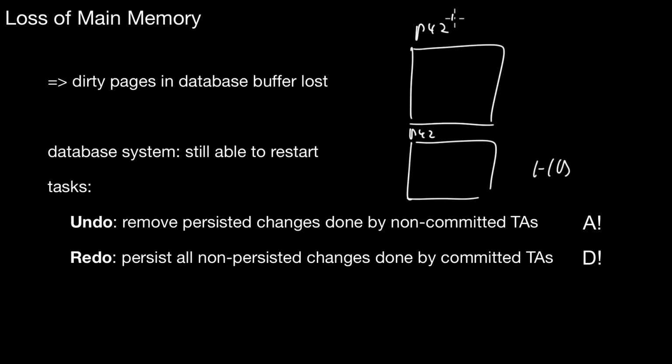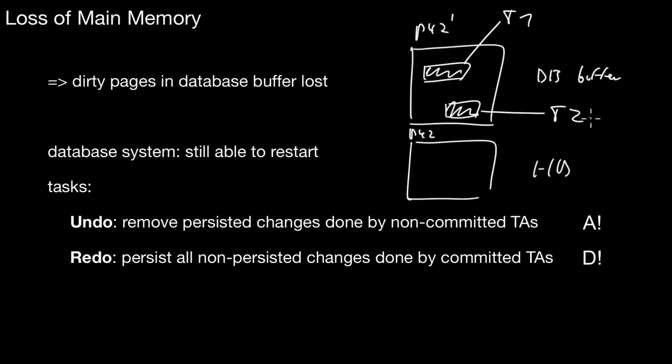Page 42 prime is a newer version in the database buffer. And that is why we call it a dirty page, because we did some changes on it. Assume this was changed by transaction 1, and this was changed by transaction 2, and we lost this page.